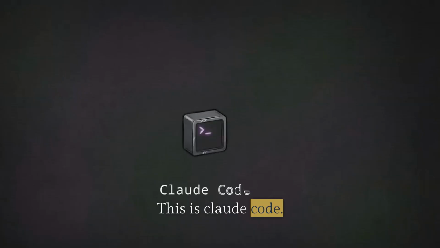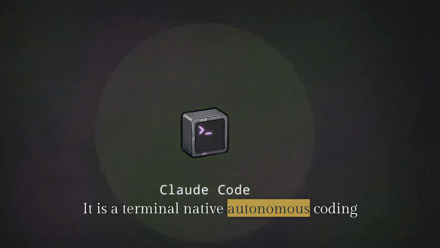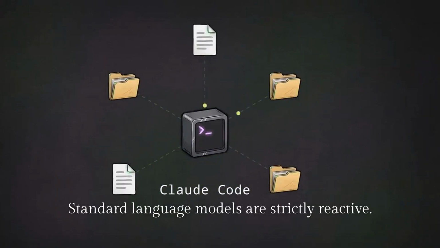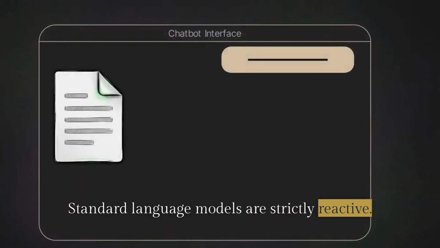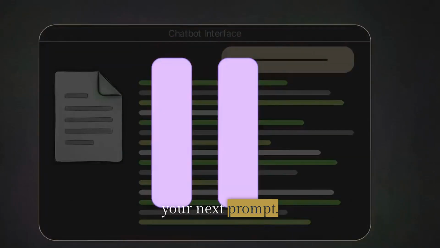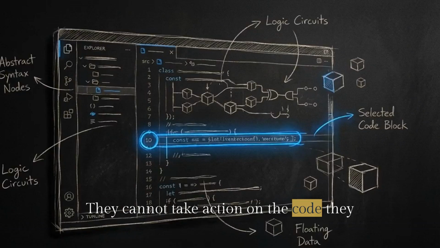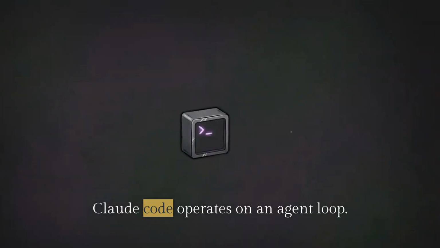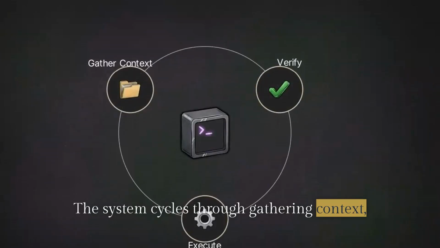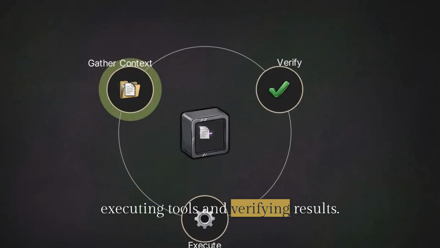This is Claude Code. It is a terminal-native, autonomous coding engine designed to execute tasks directly on your machine. Standard language models are strictly reactive. They generate a block of text, stop, and wait for your next prompt. They cannot take action on the code they suggest. Claude Code operates on an agentic loop. The system cycles through gathering context, executing tools, and verifying results.